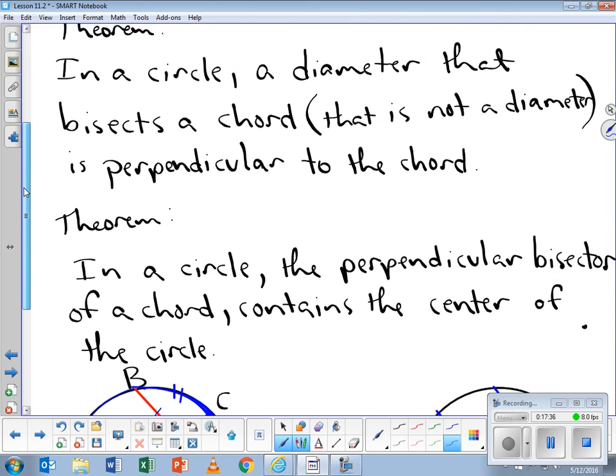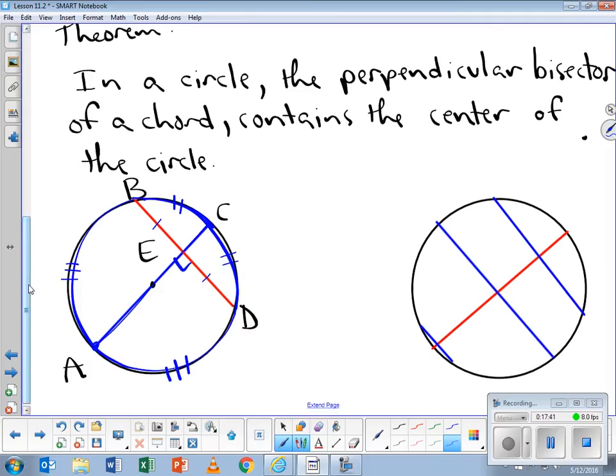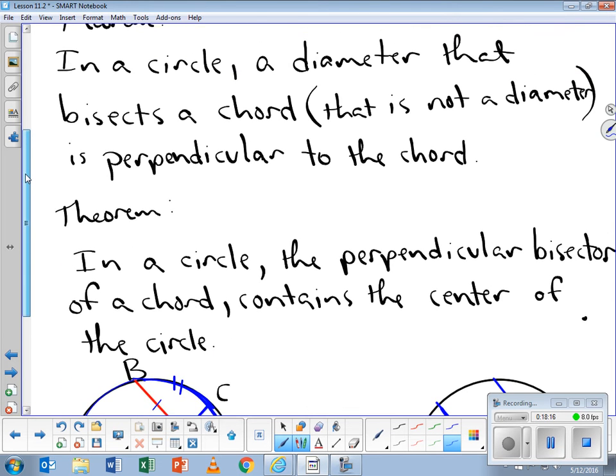The second one says in a circle, a diameter that bisects a chord that's not a diameter. Okay, so if this red line is our diameter, then we're not talking about bisecting this other chord, because diameters would always bisect each other because they always pass through the center, and so that means some of these other facts may not be exactly true. Okay? So we're talking about bisecting a chord, so if we say the red diameter bisects that smaller chord, then what's that say?